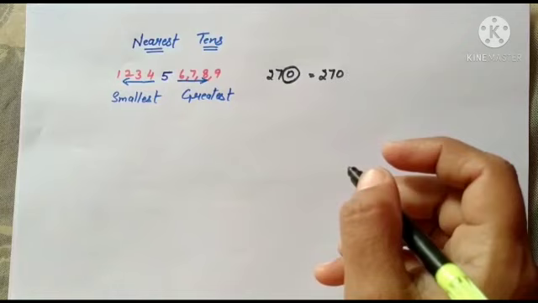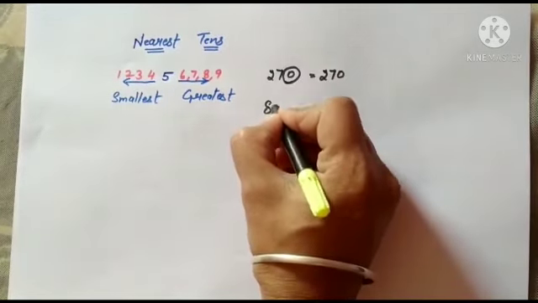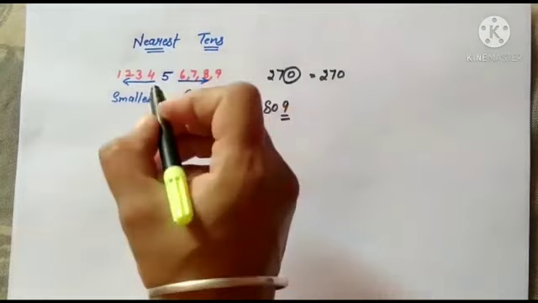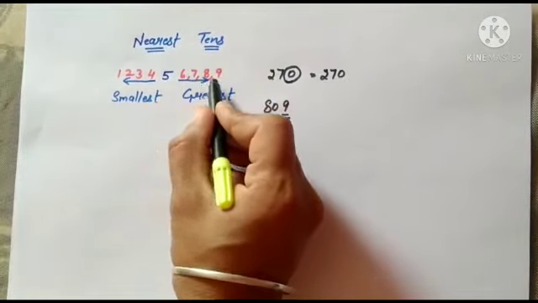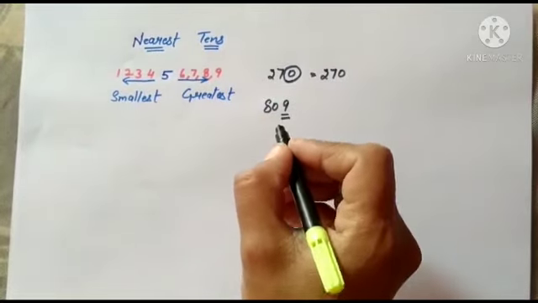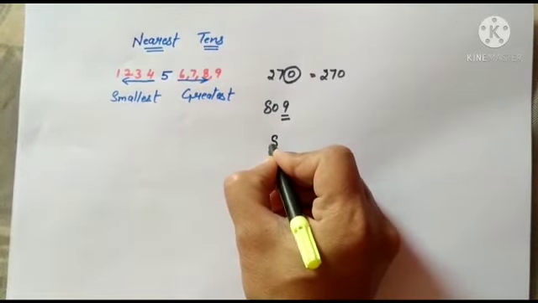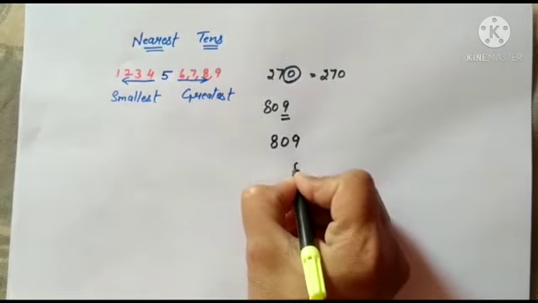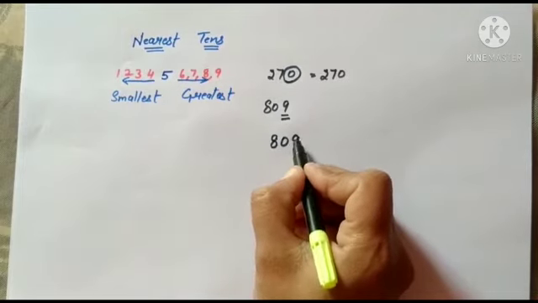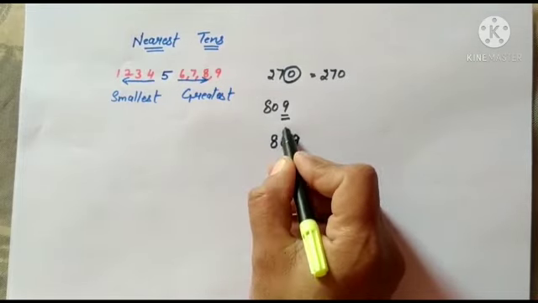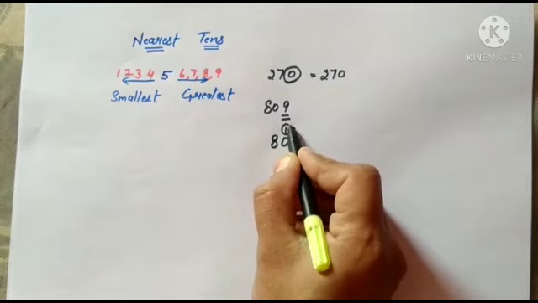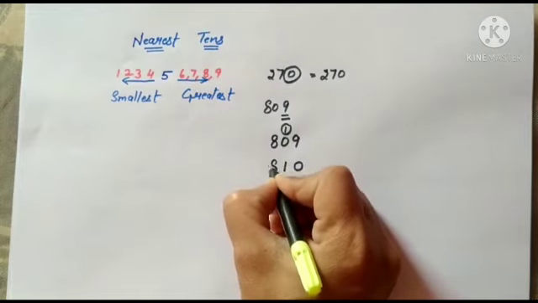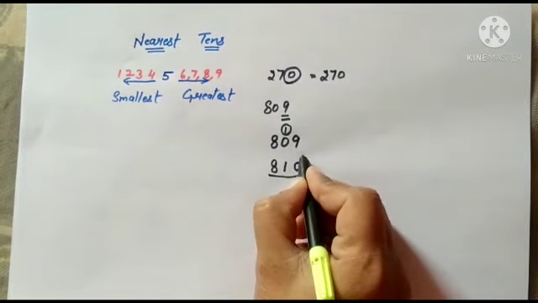Next is 809. Here the last digit is 9. It is greater than 5. See here, it is greater than 5. So how can we solve it? In 809, in the last digit we will put 0. And after that, in the tens place we will add 1. 0 plus 1 is 1. And here it will be 8. So this is our answer.